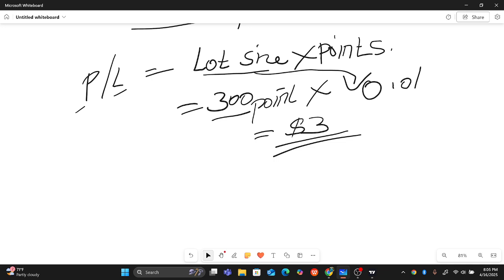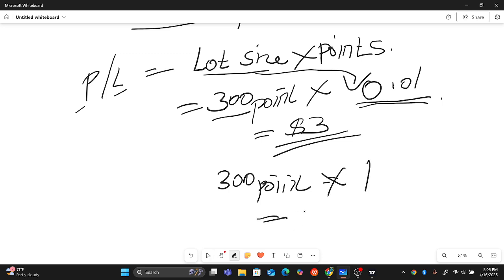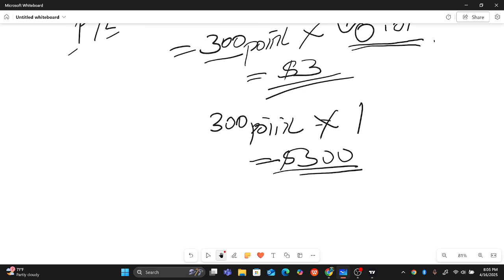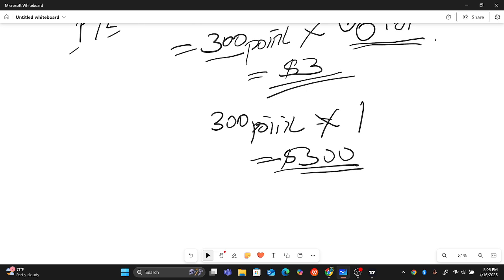So you see, lot size determines a lot, because from the same 300 points, if you use a lot size of 1 and the market moves in your direction, you'll be making $300. This is 300 times 1. If you use a lot size of 10, it will be 10 times 300.